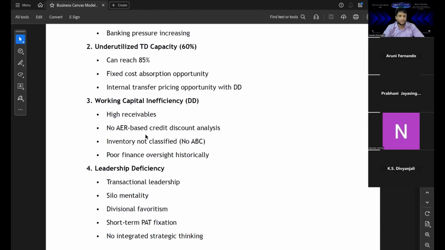Then the inventory is not classified, no ABC, that means, simply you can say, no scientific inventory management system in the business.